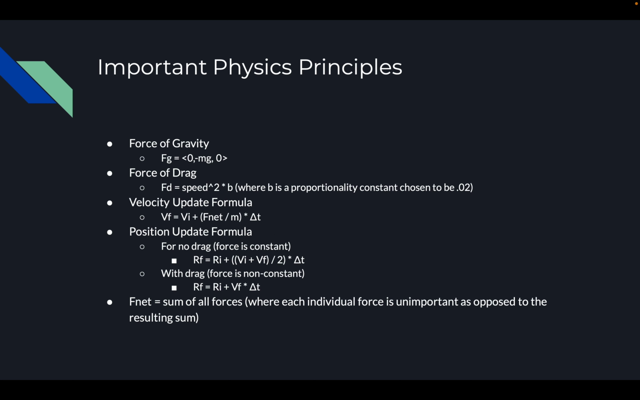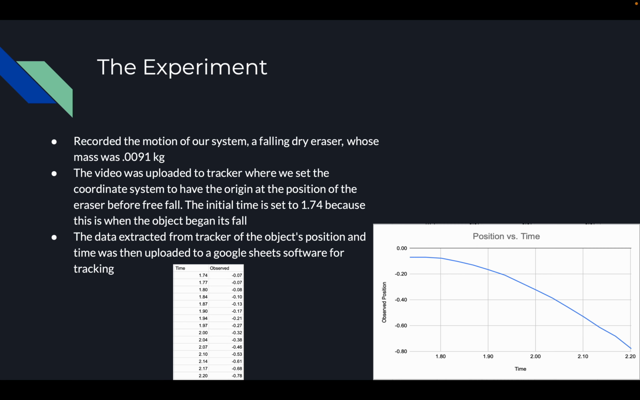findings. The important physics principles were the force of gravity, which is equal to negative mg, the force of drag, which we took to be equal to the speed squared times a constant b, which we chose to be equal to 0.02, as well as the velocity update formula. Additionally, we used two different versions of the position update formula, one of which calculated the arithmetic average for velocity using vi plus vf divided by 2, where the force was constant, and one of which used vf as an approximation for v average when the force was non-constant.